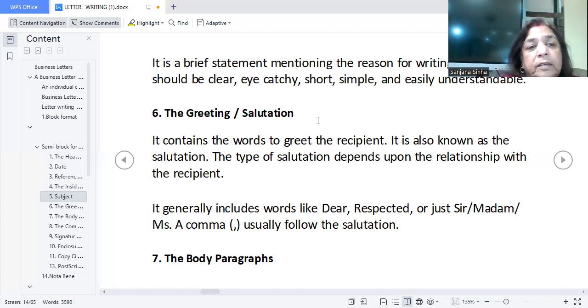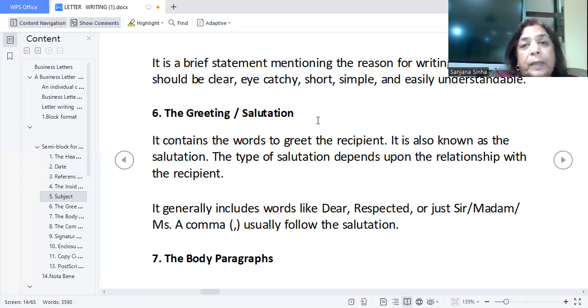The type of salutation depends upon the relationship with the recipient. If the person is known to you, you can use the first name, or Mr. So and so. If it's not known to you, then simply dear sir, dear ma'am. It generally includes words like dear, respected, or just sir or madam. Ms. We do not write Miss or Mrs., we just write Ms. whether the person is married or unmarried. Just Ms. and a dot, and a comma usually follows the salutation.